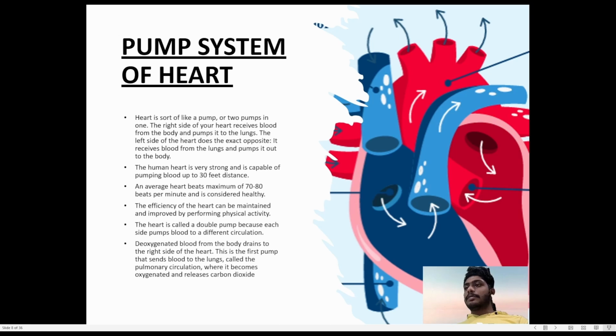The heart is called a double pump system because each side pumps blood to a different circulation. Deoxygenated blood from the body drains to the right side of the heart. This is the first pump that sends blood to the lungs, called pulmonary circulation, where it becomes oxygenated and releases carbon dioxide.